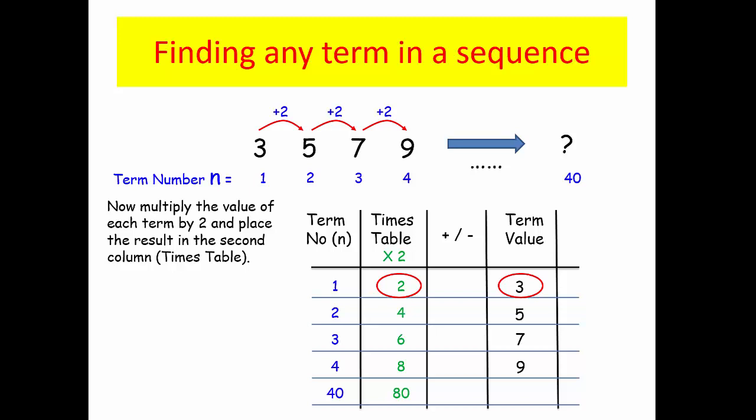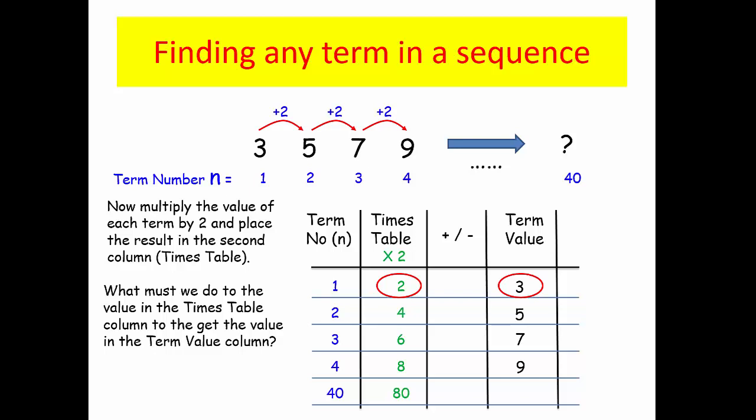So what must we do to the value in the times table column to get the value the same in the term value column? Well, the answer looks like add 1. So let's do that. We'll add the 1 in, and we'll do it for all the values in the rows. So we end up with the correct value in the term value column. So we should be able to predict now what the 40th term will look like, what its value will be. It's going to be times 2 to get 80, and add 1 to get 81.